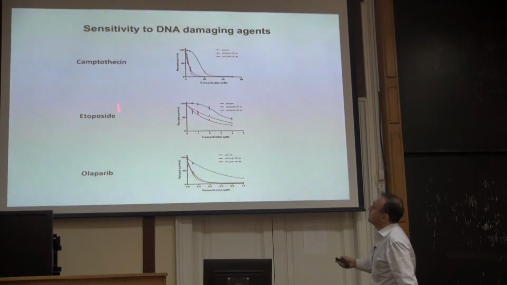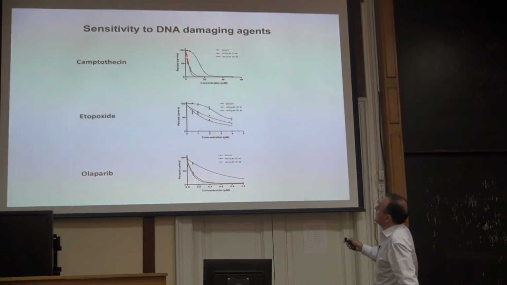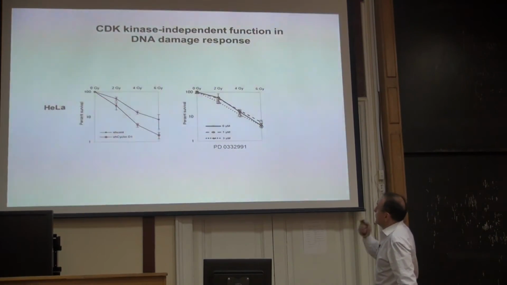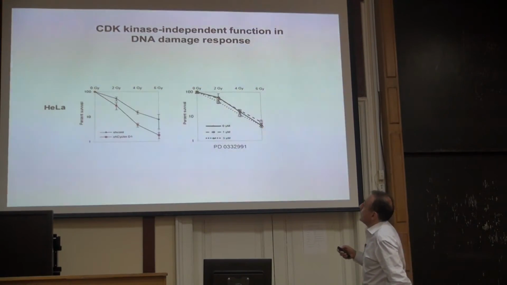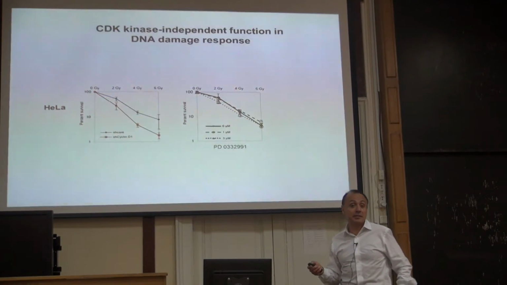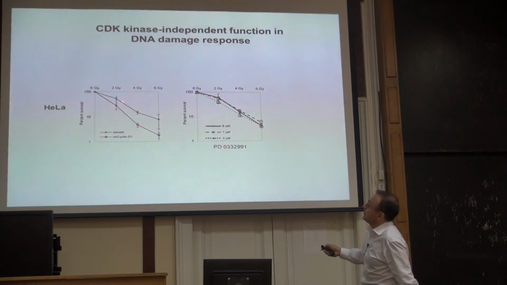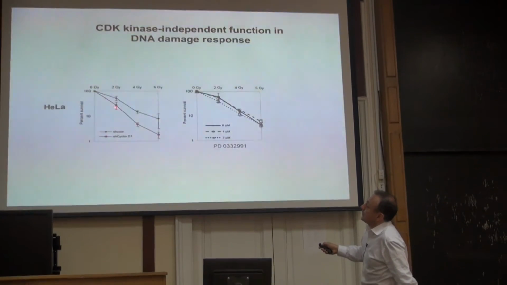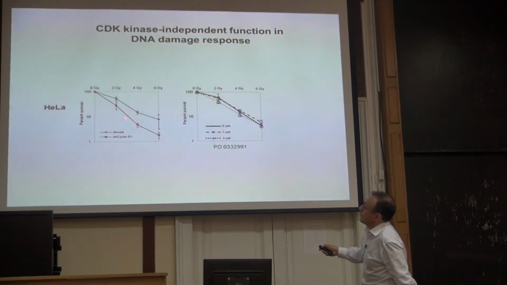Now we are going to use 3 different drugs, and this is the survival. So now we are changing the concentration of this drug, and we're looking at the percent of survival. If we don't give any drug, then 100% of cells survive. As we increase the concentration of the drugs, the survival goes down. But when you deplete cyclin D1, in red, the survival is reduced. And of course, we wanted to see whether this is a kinase-dependent function of cyclin D1. So the way to do it is, here we knock down cyclin D1 and then irradiate cells. And as you can see, the survival is reduced.